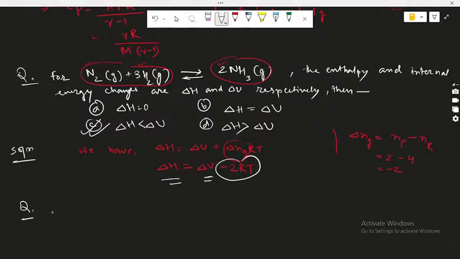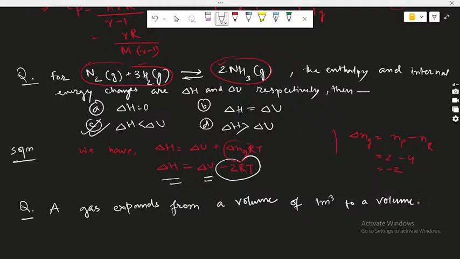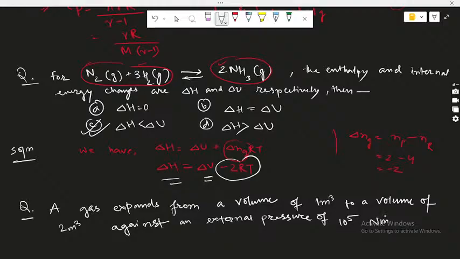So one more question. A gas expands from a volume of 1 meter cube to a volume of 2 meter cube against an external pressure of 10 to the power 5 Newton meters to the power minus 2. You have to find the work done.